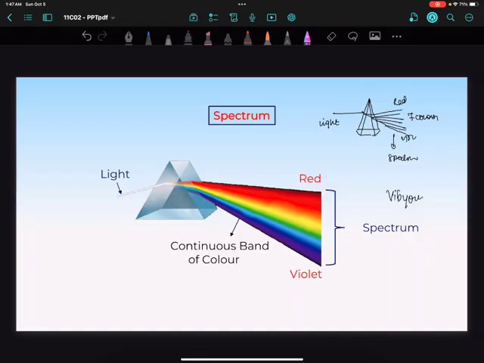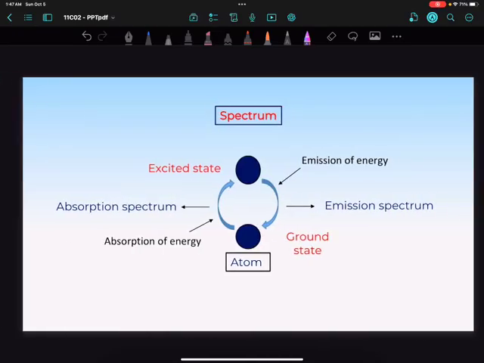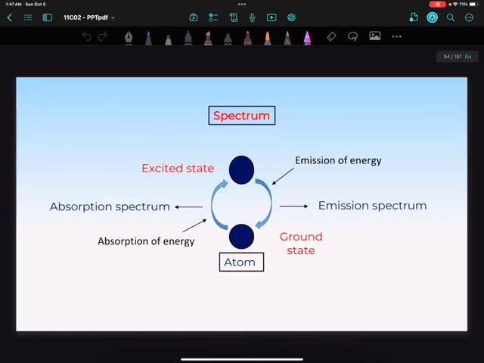You might know this term VIBGYOR: violet, indigo, blue, green, yellow, orange and red. So why do we have to learn this spectrum?